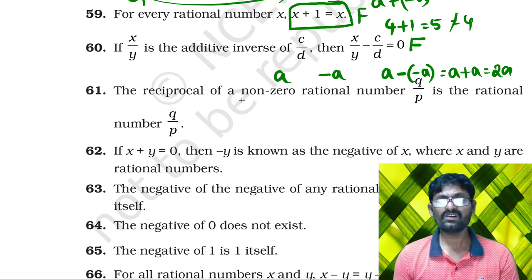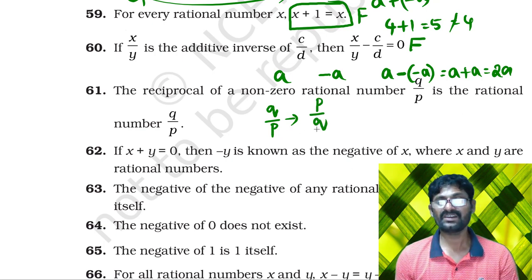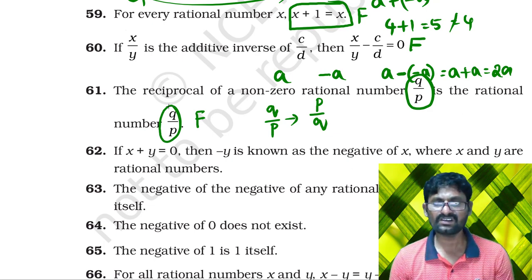The reciprocal of a non-zero rational number q by p is the rational number q by p again. What is the reciprocal of q by p? For q by p, the reciprocal is p by q, not the same number, right? So this is not correct. This is a false statement. You observe here, we are given q by p, and the reciprocal is also given as q by p. So that is not correct.